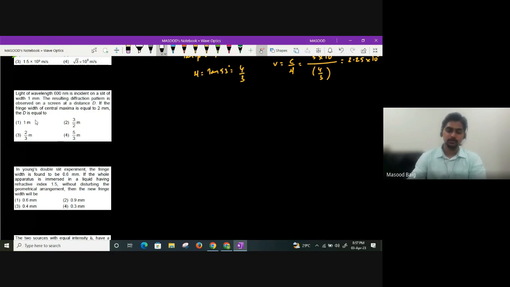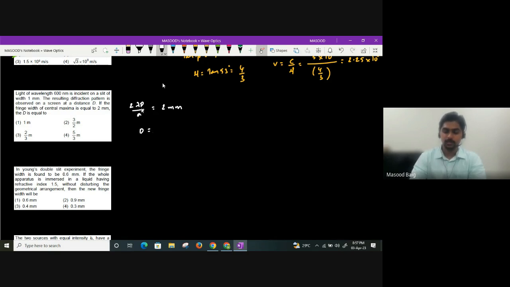So what is the fringe width of central maxima? Is it 2 lambda capital D by small a or not, guys? And how much is it given as? It is given as 2 mm. So lambda is given, slit width is given, capital D they are asking. What will capital D value be?